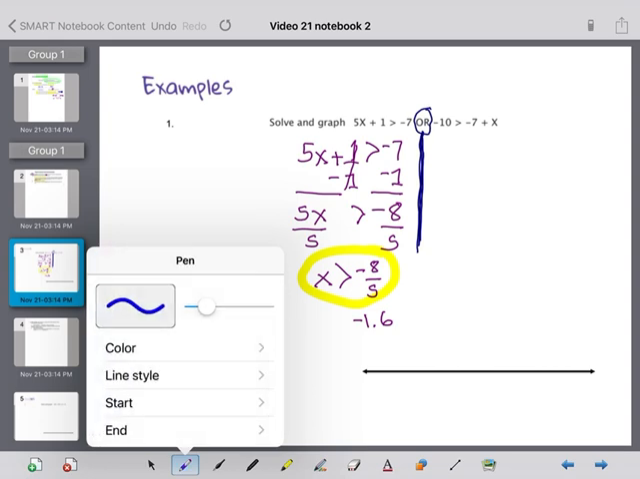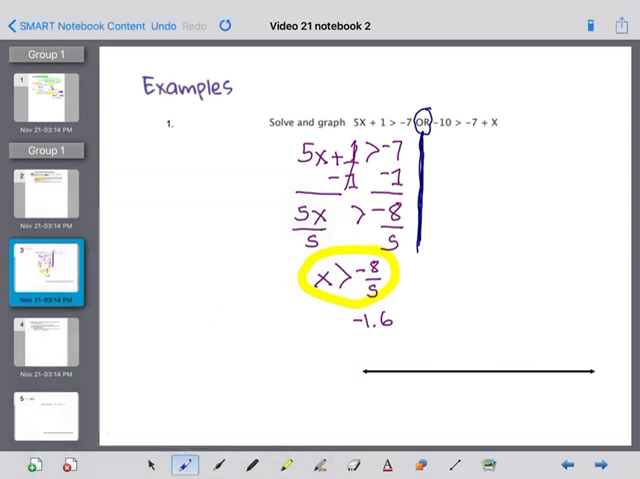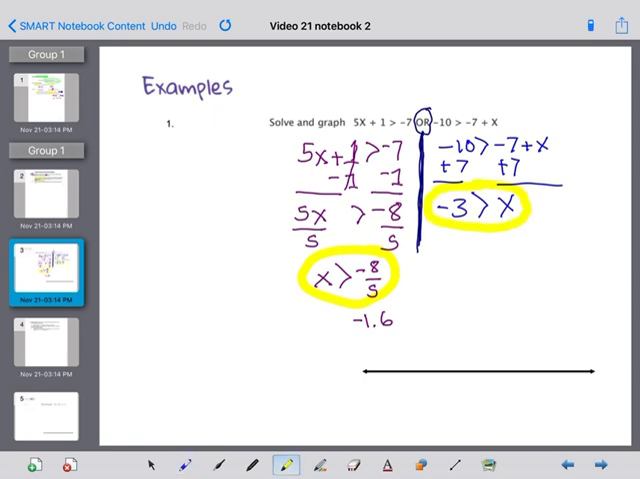Now let's do the other one. This inequality is negative 10 is greater than negative 7 plus x. So here we'll have to add 7 to both sides to get the x alone, which will give us negative 3 is greater than x. And now we're all done. This was kind of nice to have it be shorter than the other one. Negative 3 is greater than x. But I'm actually going to write it the other way because I like putting the x on the left.